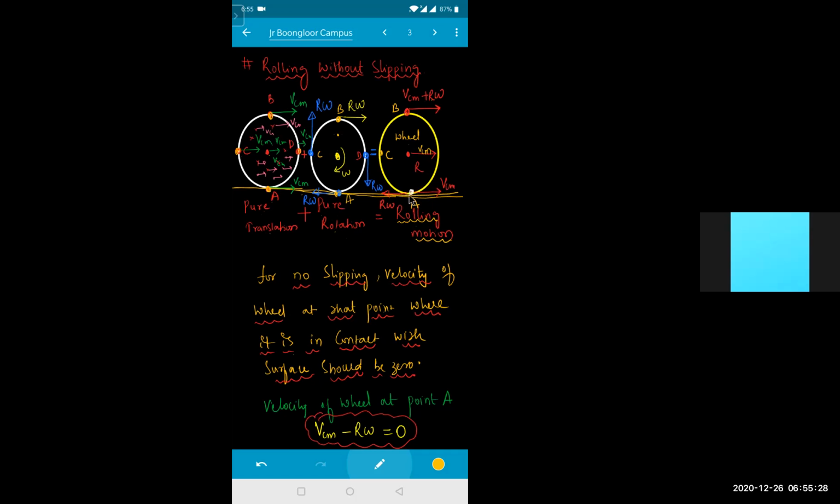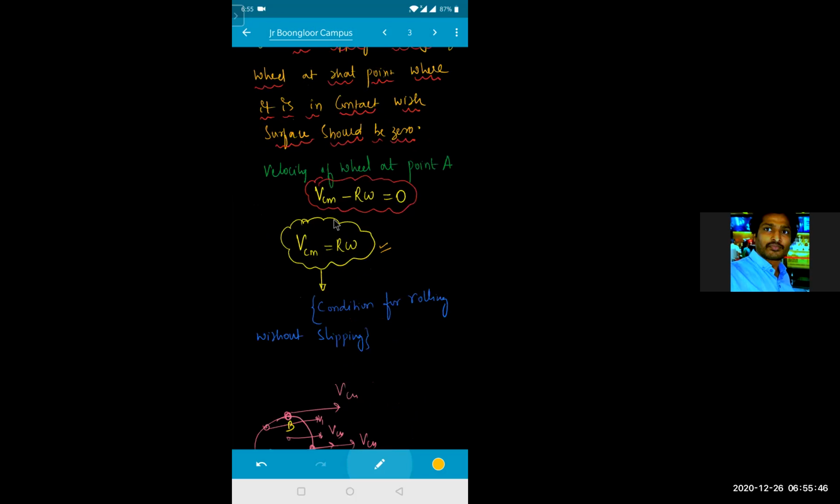It is in contact with the ground at this point only. So for no slipping, the velocity of the wheel at that point where it is in contact with the surface should be equal to how much? 0. So the velocity of the wheel at point A will be equal to VCM minus R omega.